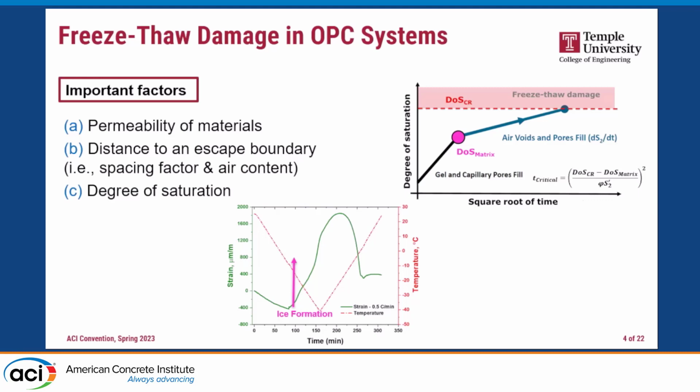As I showed you at the right side, we fill in the capillary pores, gel pores, and then start filling the air voids, right? The secondary absorption rate, and when we reach that critical degree of saturation, then we're going to start seeing damage due to the Freeze-Thaw.